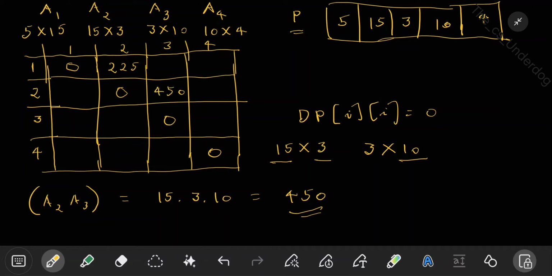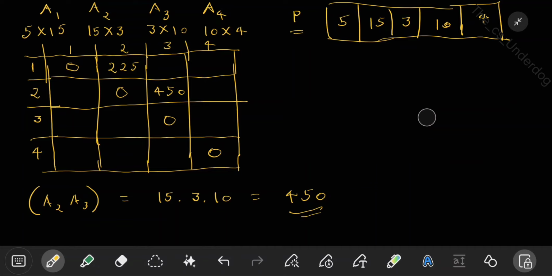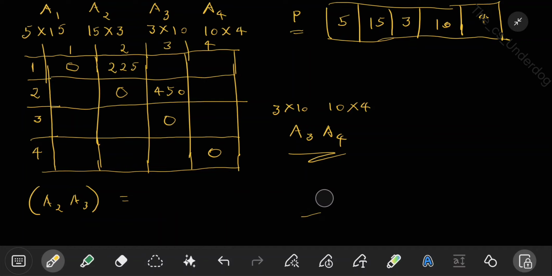So the total 450 we'll be writing in this block. Next one is dp of 3, 4, this entry. That entry signifies the multiplication of matrices from A3 till A4. How many matrices are there? Only two. A3 is of dimension 3 by 10 and A4 is of dimension 10 by 4. So what is the total number of scalar multiplications required? For A3 to A4, 3 into 10 into 4. That is 3 into 10 is 30, into 4 is 120. So here we'll enter 120.